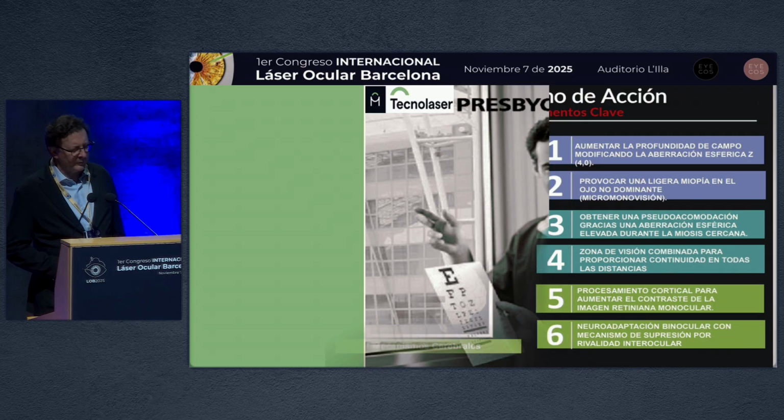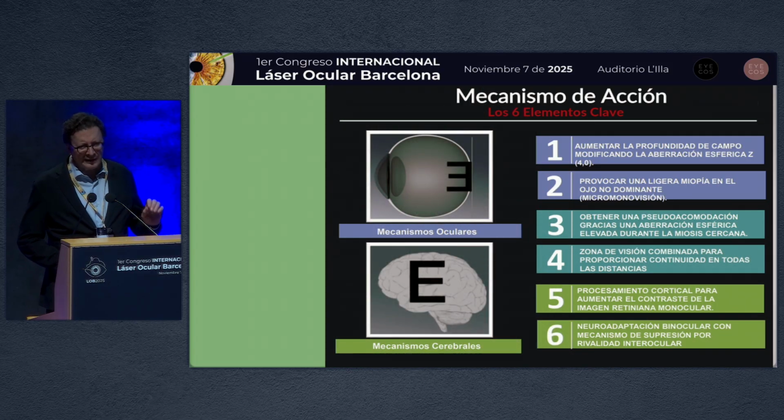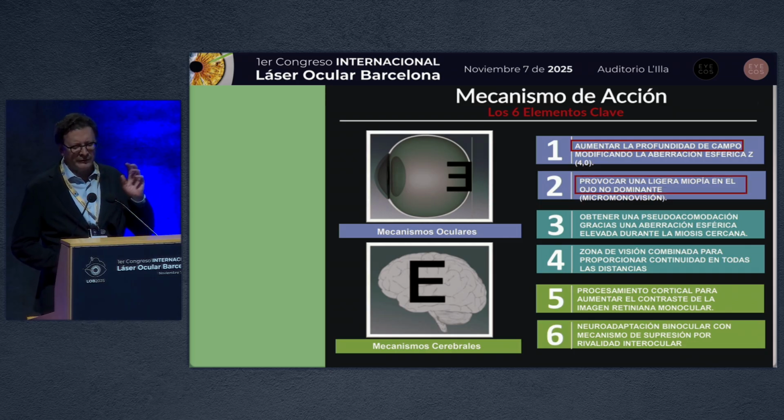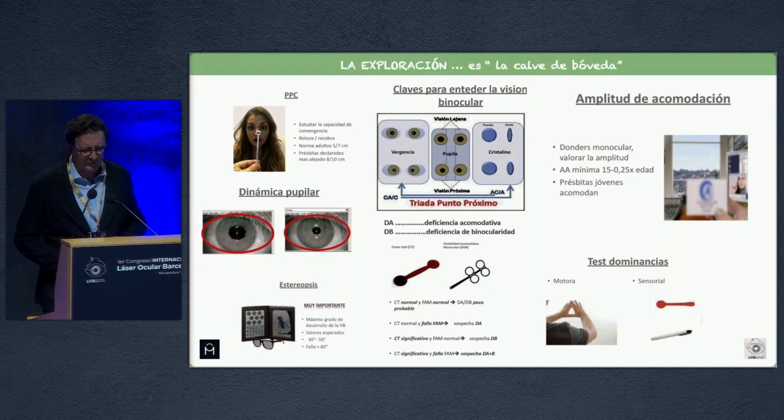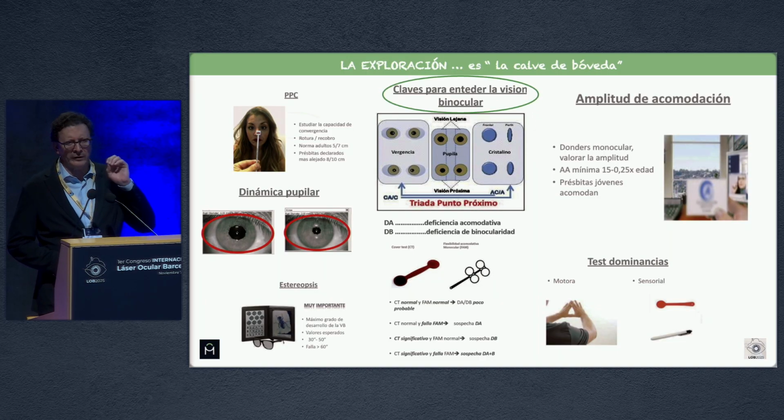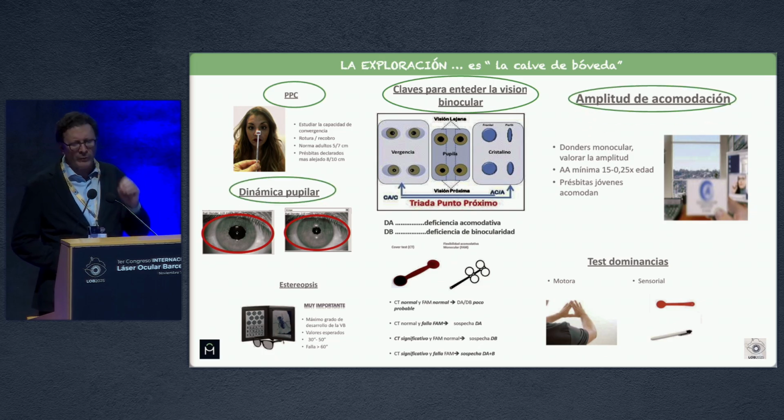Presbyond has 6 key elements. That's the mechanisms of action. It increases the depth of field. It modifies the spherical aberration. It creates a slight myopia in the non-dominant eye. It favors pseudo-accommodation thanks to spherical aberration. It has a combined vision area, blended vision, then cortical processing, then neuroadaptation, which is key. It's important to do the right examination. Without the right examination, we won't succeed.